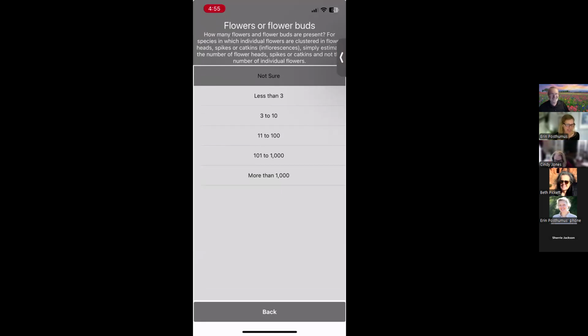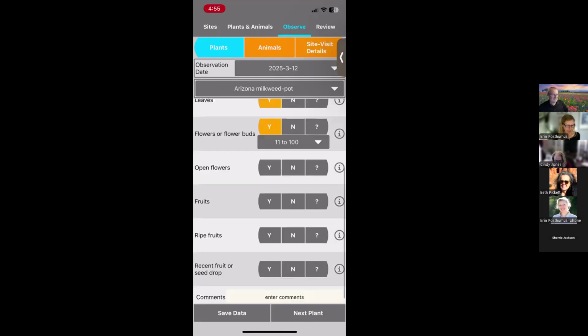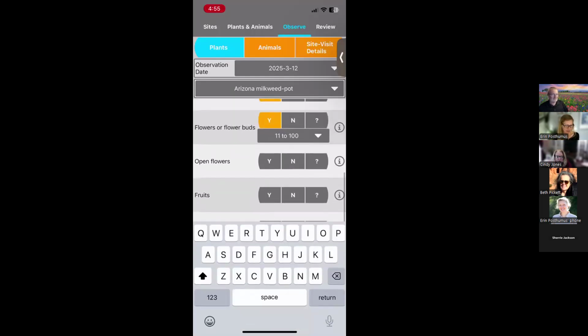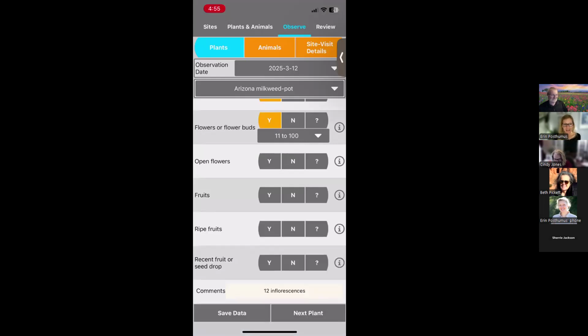Yep. So I would pick in that 11 to 100 category. And again, because that's such a broad category, I'm actually going to go down and put a comment here that it was actually 12. Hope I can spell inflorescences, but you don't have to. So now I have a comment there that says 12 at the bottom.